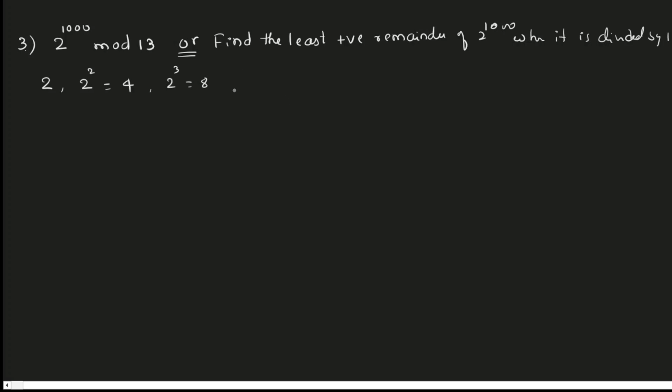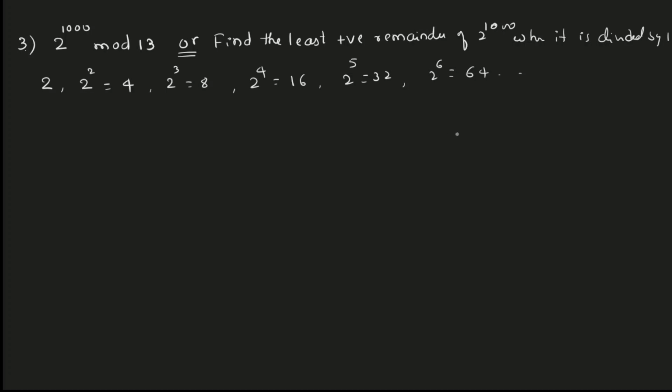Go on increasing the power. Then 2 raised to 4 is what? It is 16. 2 raised to 5 is 32. And 2 raised to 6, you know, is 64. And so on. It goes like this. Now, what is your m? Here m is 13. So up to 8, 2 raised to 3, these are smaller than 13. Yes, the remainder will be these numbers only.